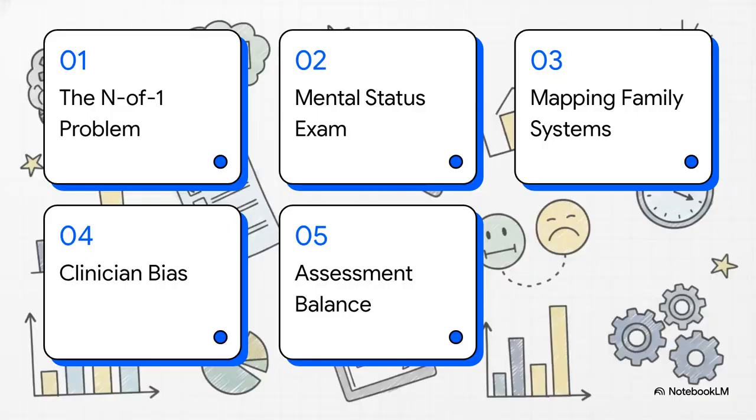So here is our roadmap for today. First, we'll look at the N of 1 problem. Second, the mental status exam. Third, mapping the family system. Fourth, clinician bias and custom questions. And finally, number 5, the ultimate assessment balance.